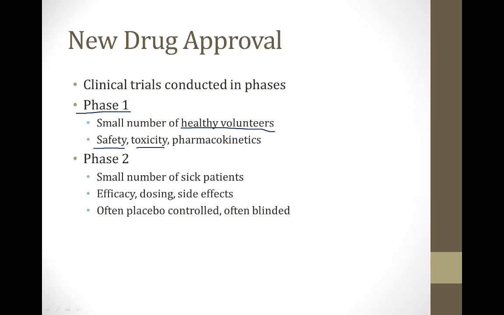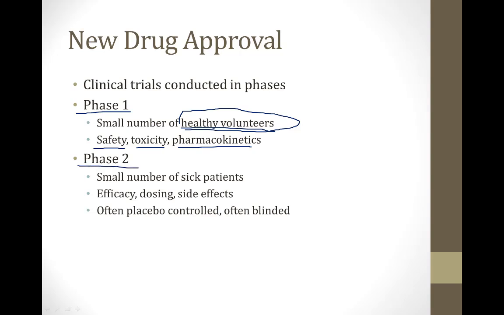safety, toxicity, and pharmacokinetics. The key thing to remember, especially for board questions, is that phase 1 involves healthy patients. The only exception to this is cancer drugs and some drugs with a lot of toxicity. We don't want to give those to healthy people, so we'll ask for volunteers who have cancer to receive the drug in a phase 1 trial. But other than these exceptions, phase 1 is generally a trial done on healthy patients.